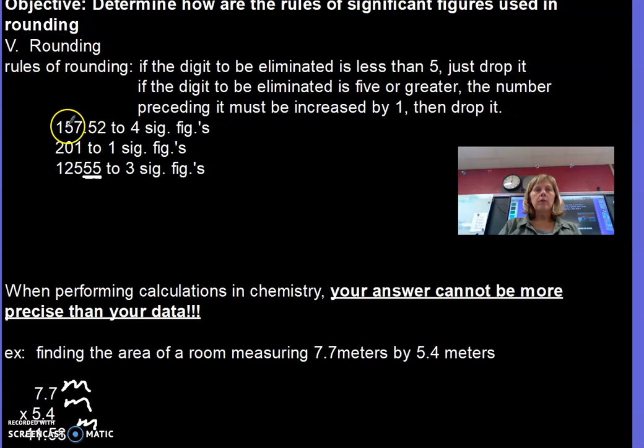So the first example, 157.52. If I tell you that we've done some calculations and you need to round this to 4 significant figures, that would be the 1575. So we're just going to get rid of the 2, and since it's less than 5, we literally can just drop it. So 157.5, the 2 is going to go away, no one's going to miss it.